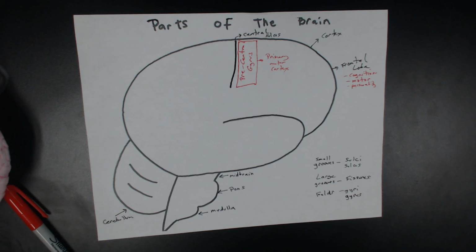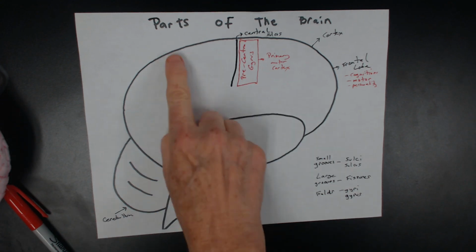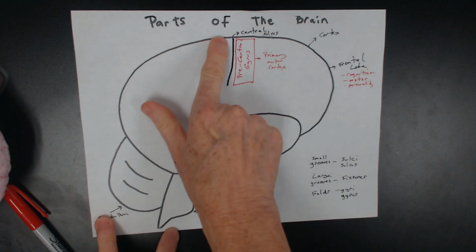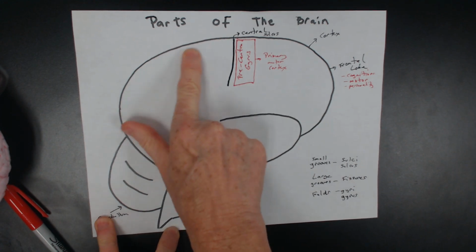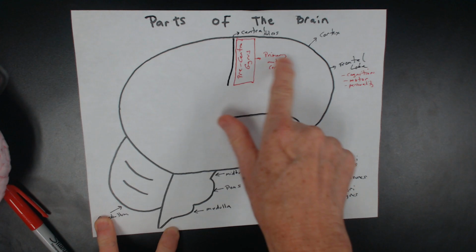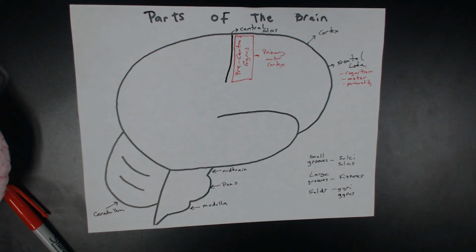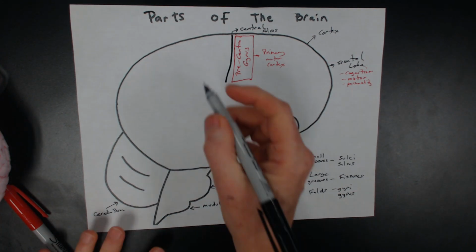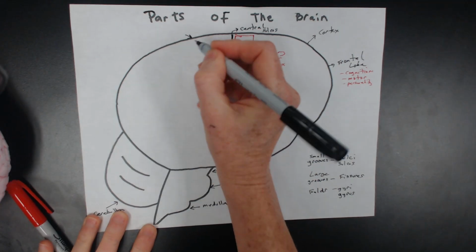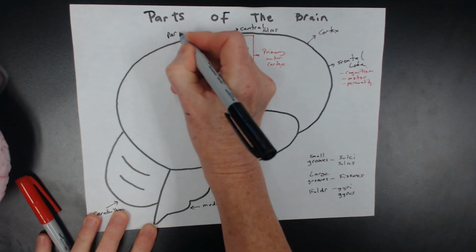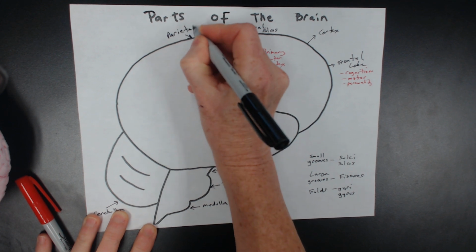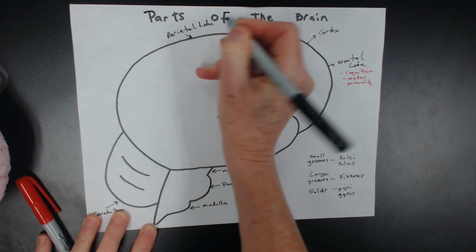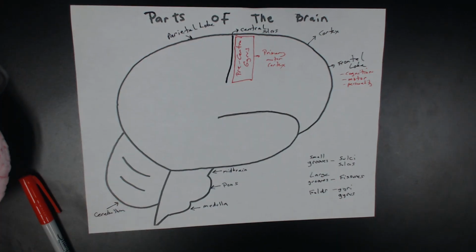Let's look at the next lobe. Let's talk about this lobe of the brain just behind the central sulcus. The central sulcus separates the frontal lobe from, what's that lobe of the brain that's next? Anybody know? It's going to be your parietal lobe. P-A-R-I-E-T-A-L. Lobe. So your parietal lobe. So your central sulcus separates the frontal lobe from the parietal lobe.